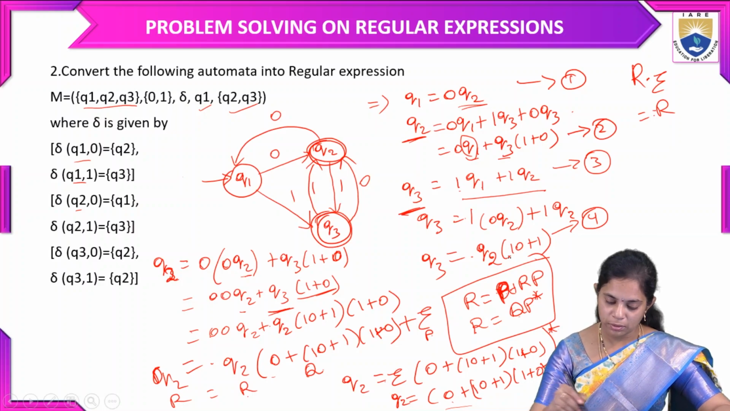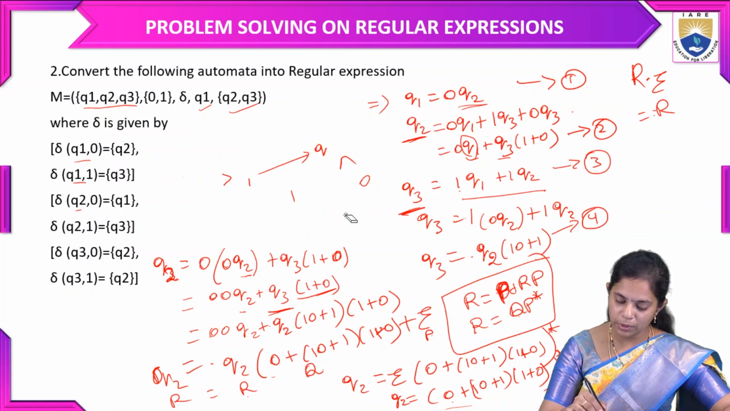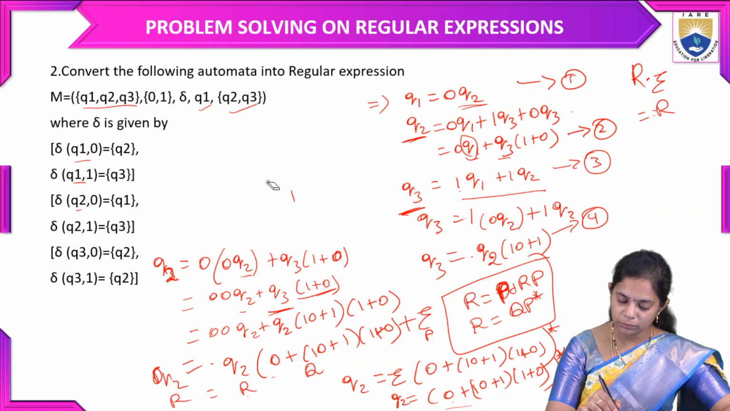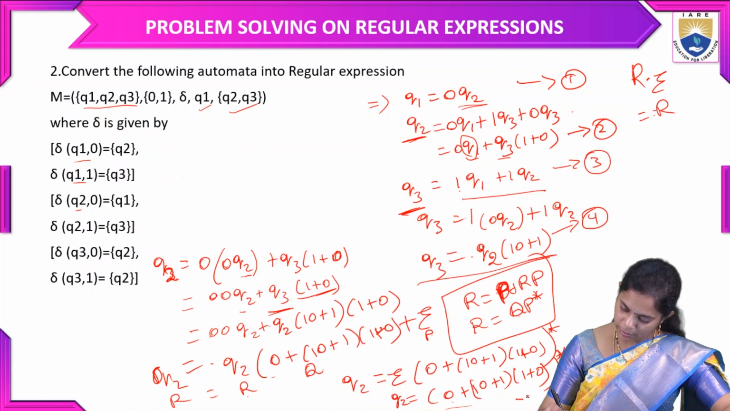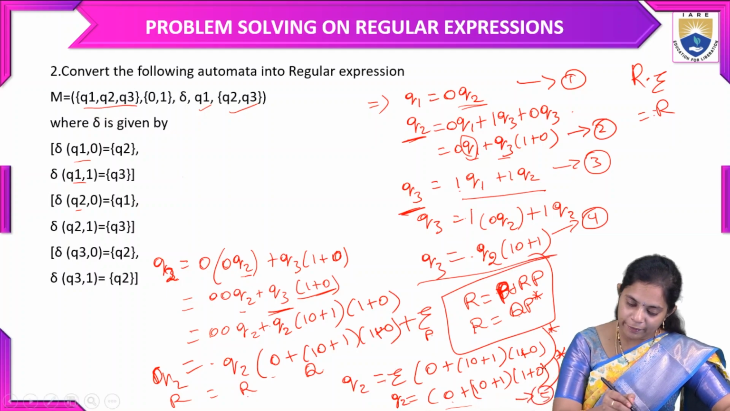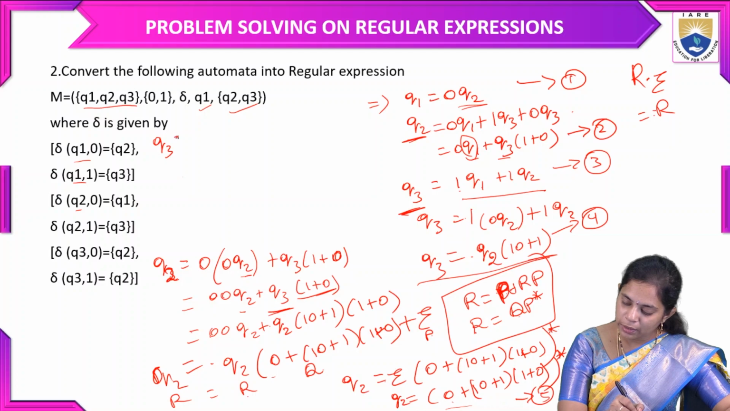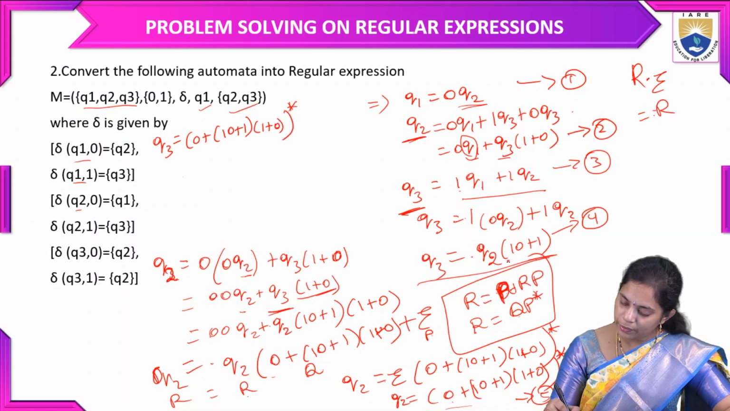So here, let me erase this one. So here, what is the value of, this is equation number 5, and we need to substitute this Q5 value in the 4 value. So what is the value of Q2? So 0 plus 1, 0 plus 1, 1 plus 0 whole star. And here we have 1 0 plus 1. So this is the Q3.